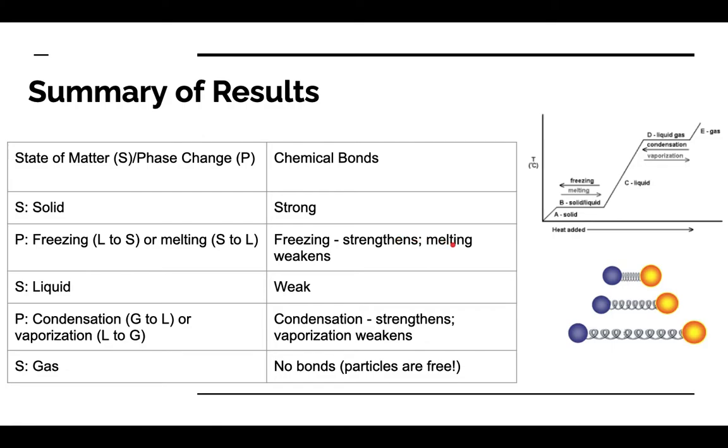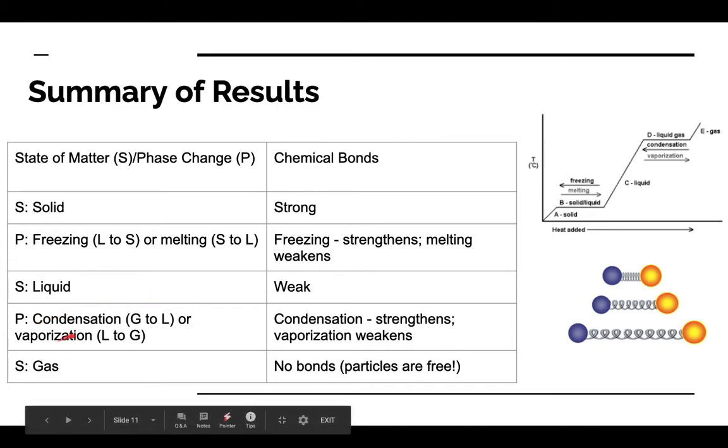When we're melting, that means heat is being added to the chemical bonds, which is weakening them, and thus forcing our substance to undergo a phase change from a solid to a liquid. Now, if we have a state of matter that's a liquid, the chemical bonds are weak, but they're still kind of there, just not as much. In that case, the next phase change is condensation, which means going from a gas to a liquid, or vaporization, a liquid to a gas.